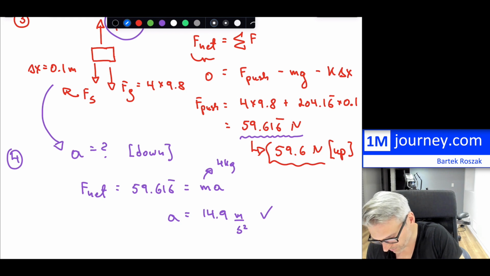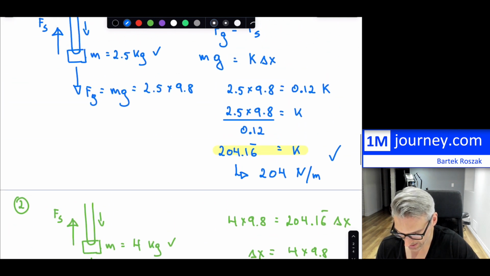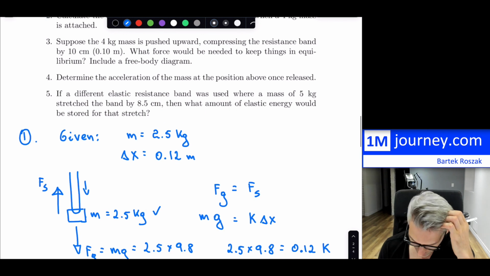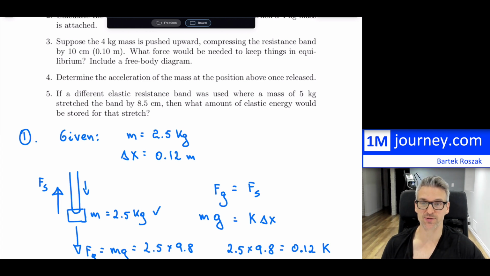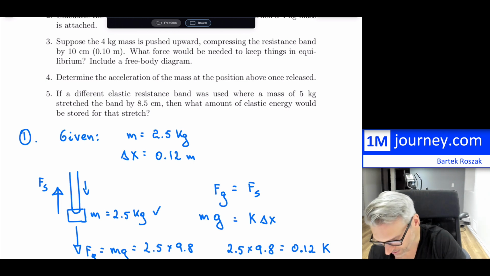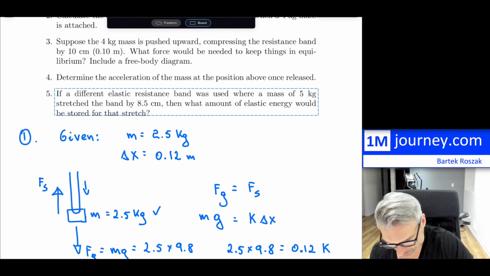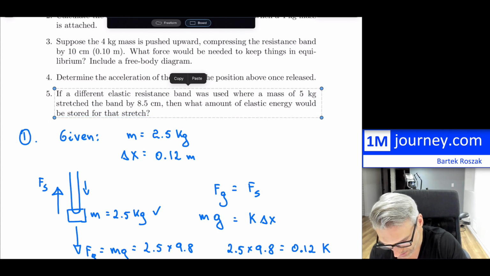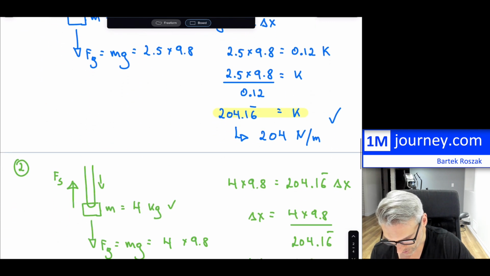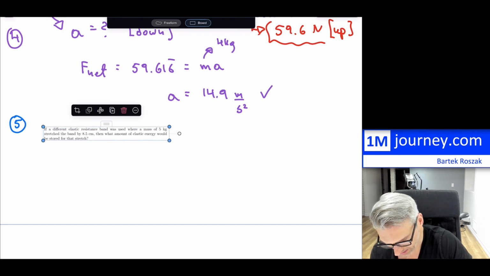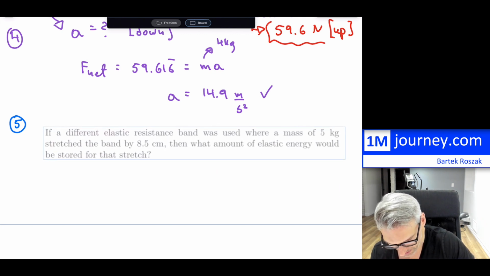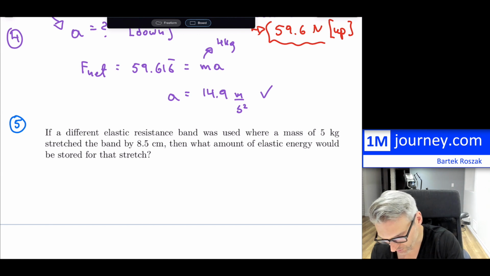And that leaves just one more, which is number 5. Let's take a look at that. If a different elastic resistance band was used, where a mass of 5 kilograms stretched the band by 8.5 centimeters, then what amount of elastic energy would be stored for that stretch? Okay, so that's a nice example and a question. Now, this is completely different from the previous example, meaning that I can't use any of the other information in here because the values are different. So we're going to have to do this computation.